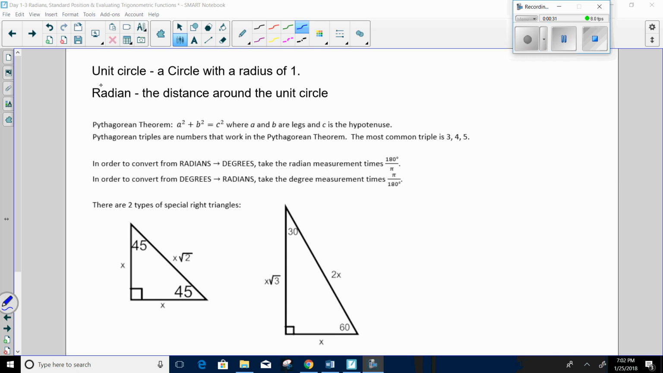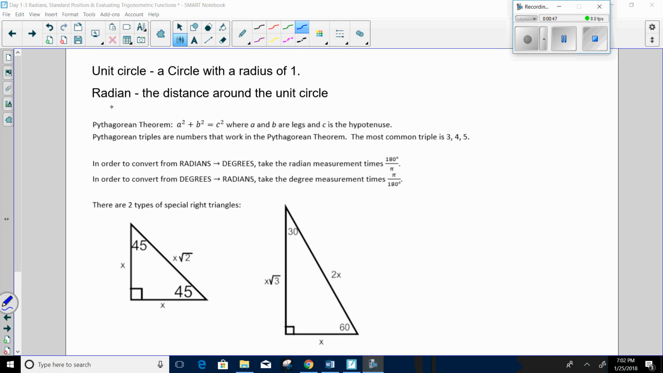So the first definition that you're going to hear a lot is called a unit circle. What a unit circle is, it's a circle with a radius of 1. It could be 1 mile, it could be 1 inch, it could be 1 centimeter, it could be lots of different things, 1 foot, but it's just 1, okay?